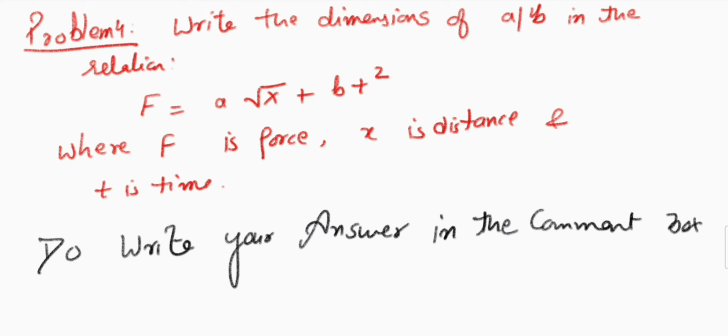In this problem, you have to find A divided by B, and the given relation is F is equal to A square root of x plus B multiplied by T raised to power 2.